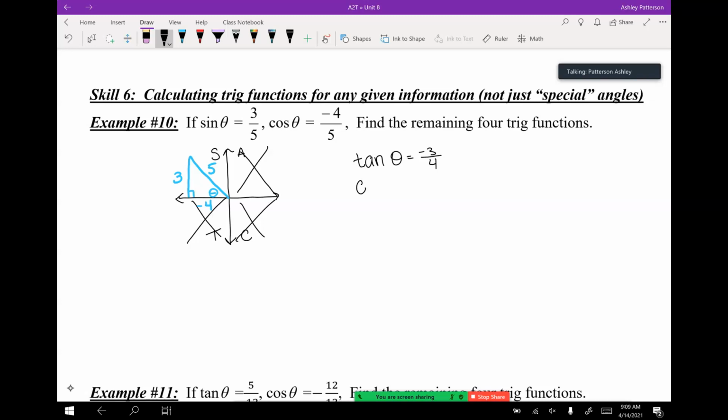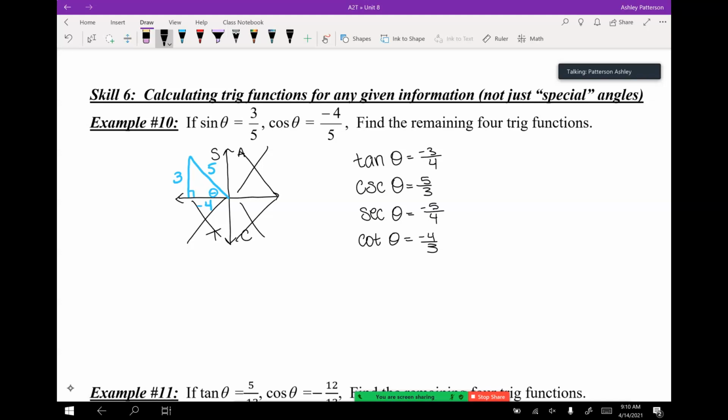And then our reciprocals. So the cosecant of theta is the reciprocal of sine. That leads us to 5/3. The secant of theta is the reciprocal of cosine, which leads us to -5/4. And then the cotangent of theta is the reciprocal of tangent, which leads us to be -4/3. And we're done. So a little detective sleuth work, and then we were able to answer the question.